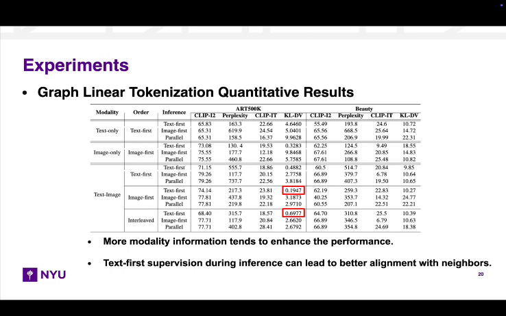The graph linear tokenization quantitative results are shown in the table. For modality, we try text only, image only, and text and image interleaved. For order, we choose text first, image first, or interleaved. For inference, we choose text first, image first, or parallel. It shows that more modality information tends to enhance the performance. Text-first supervision during inference can lead to better alignment with neighbors.